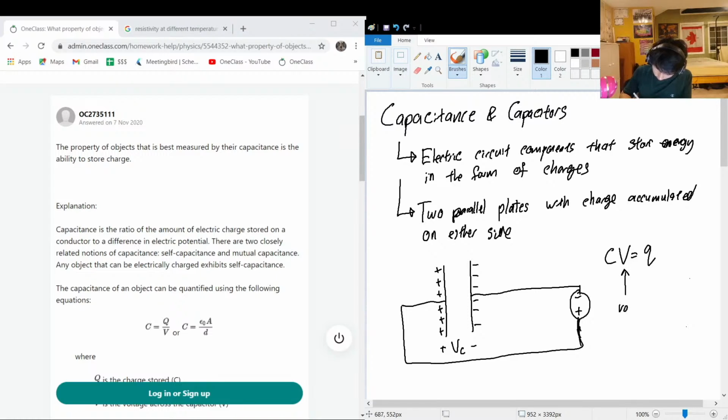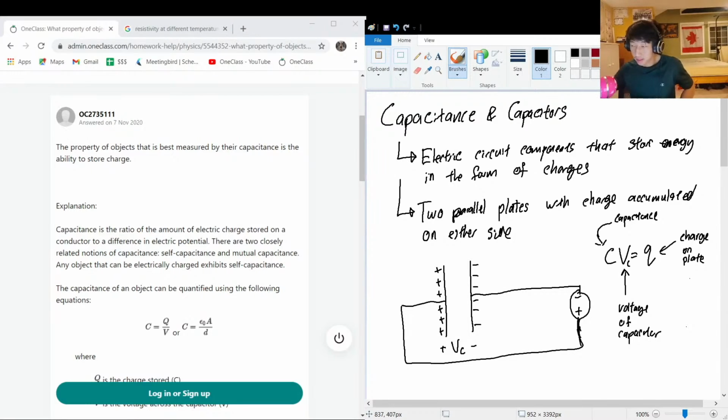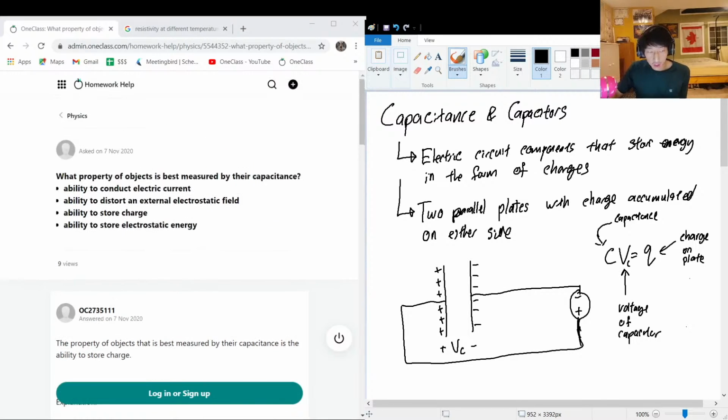So V is the voltage of the capacitor. C is the capacitance value. And Q is the charge on the plate. Okay, awesome. So this is exactly what a capacitor is and the type of equation that it has. Now let's take a look at these properties and see which is the most well suited to describing what a capacitor is, capacitance, and that type of stuff.